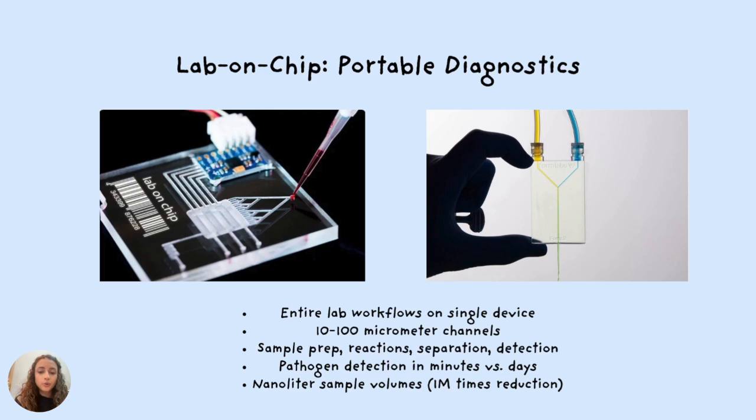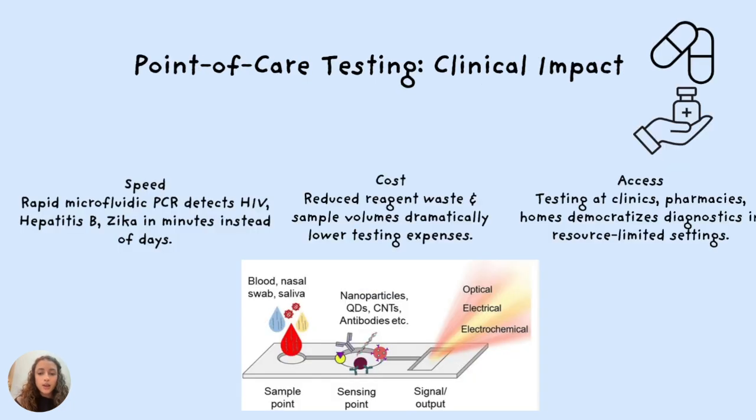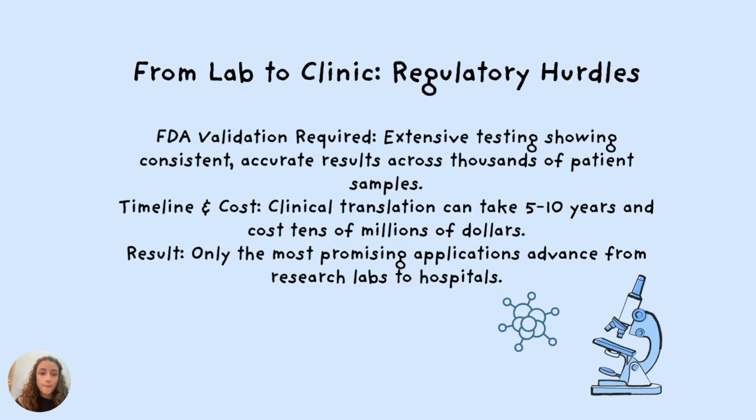Pathogen detection with microfluidic PCR, for HIV, hepatitis B, Zika, happens in minutes, not days, and sample volumes drop from milliliters to nanoliters. That's huge for pediatric patients or in resource limited settings where you don't have access to traditional labs. You can test at clinics, pharmacies, and even homes. But here's the catch: getting FDA approval requires extensive validation showing results are consistent and accurate across thousands of patient samples.